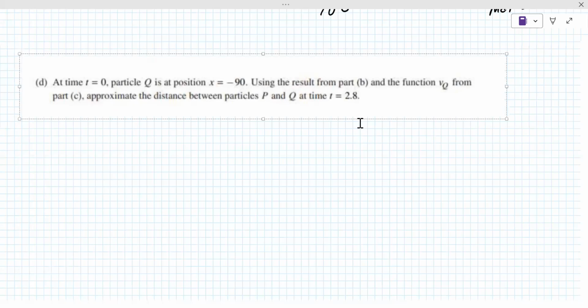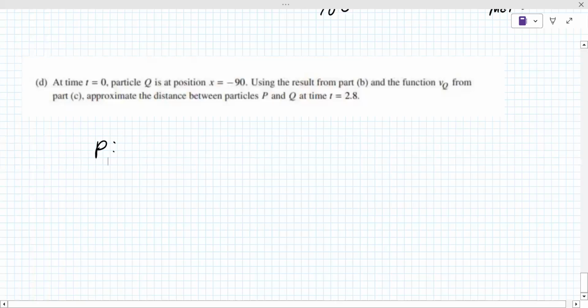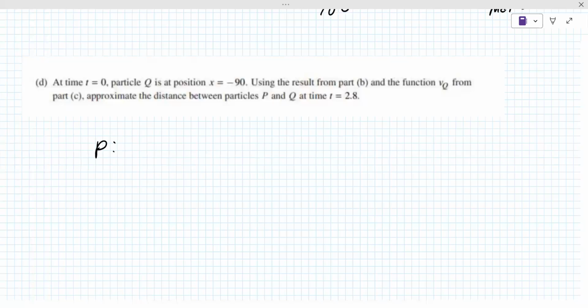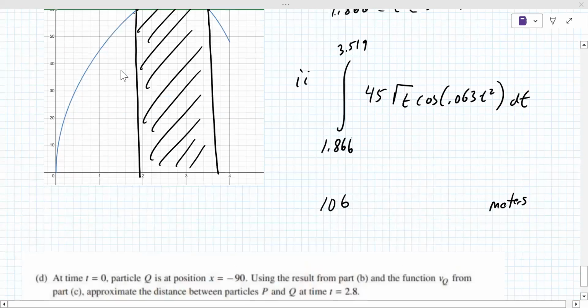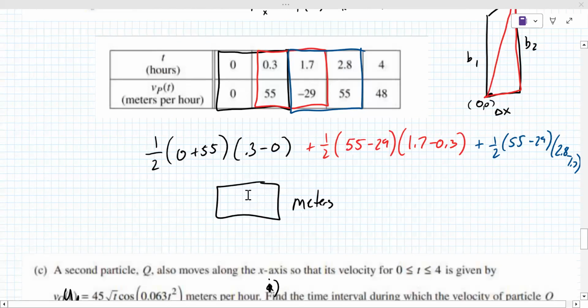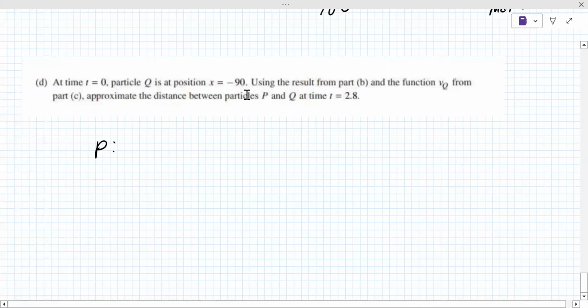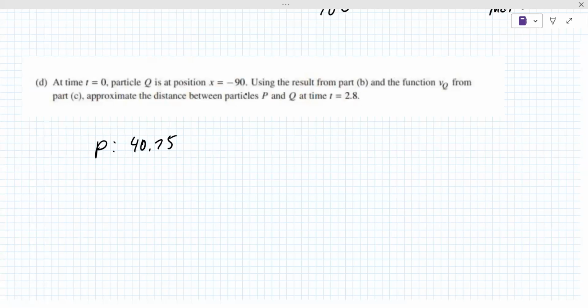All right, so there's two particles. There's P, which we've already looked at. In part B, we found that, and I don't know if I've got the number here. Can you give me this number again for part B? 40.75. Okay, so particle P has gone 40.75.